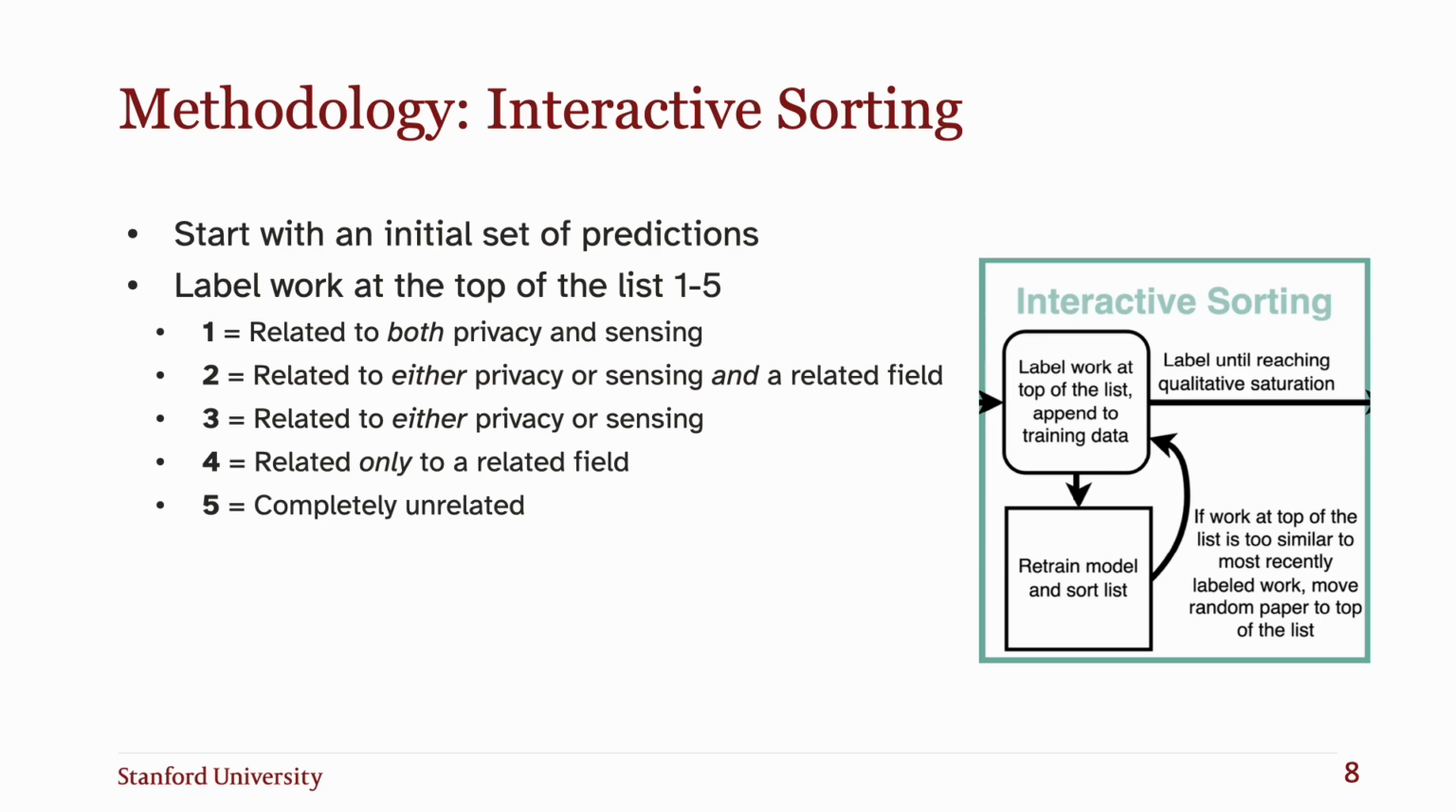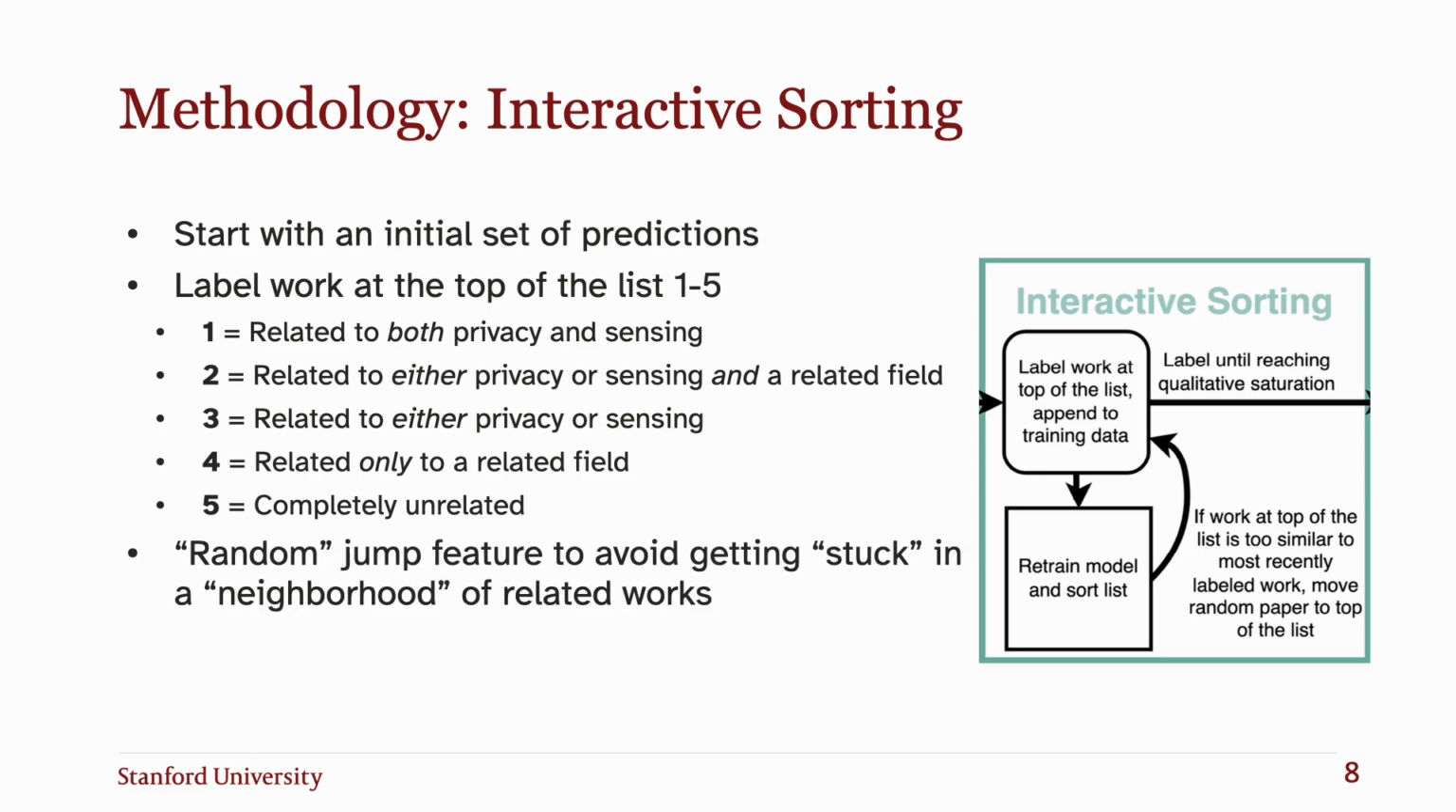3 is related to either privacy or sensing. 4 is related to only a related field, and 5 is completely unrelated. As part of this interactive sorting tool, a random jump feature was included to avoid getting stuck in a neighborhood of related works and allowed us to sample different areas.